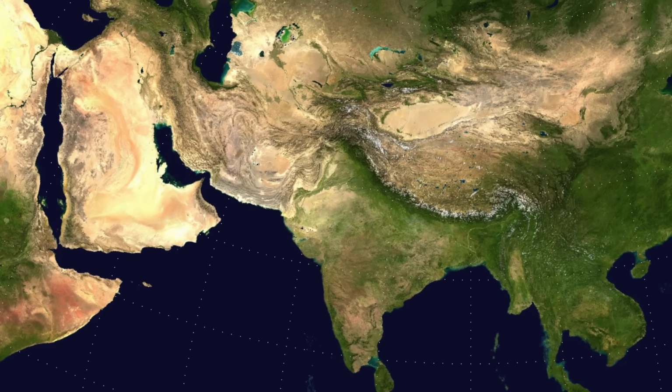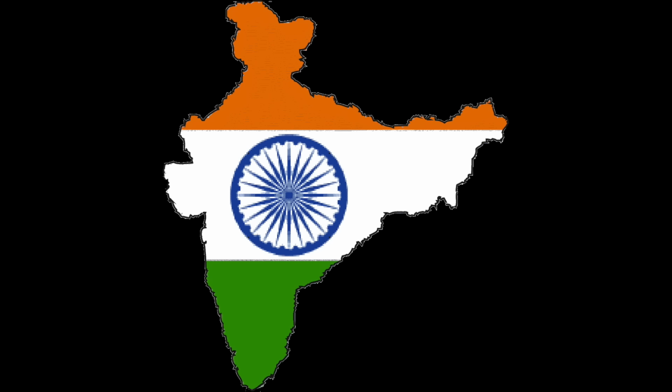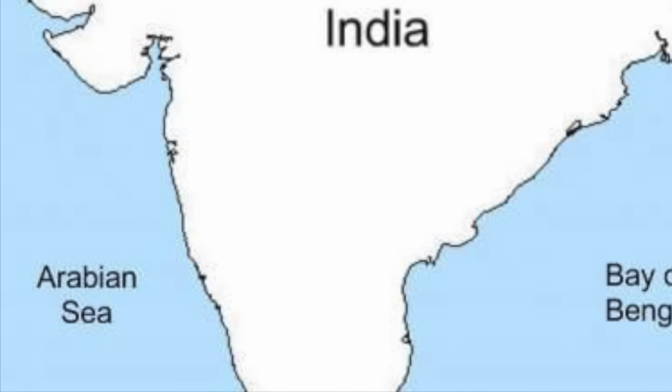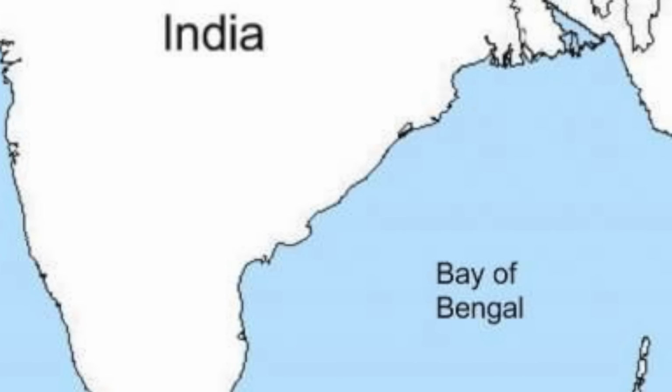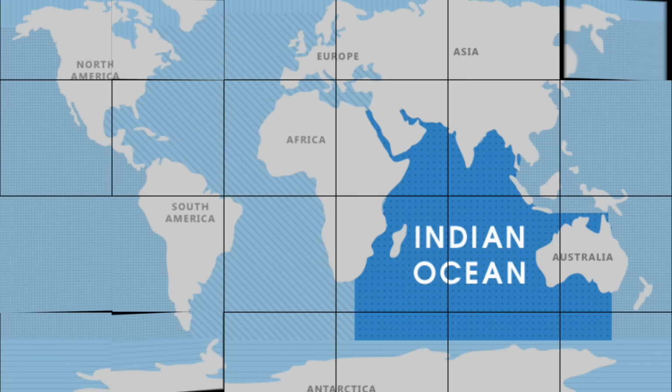as the Indian subcontinent. It is known as a subcontinent because it is separated from the rest of Asia by mountains and seas. Today, this includes parts of modern-day India, Pakistan, and Bangladesh. India is bordered by the Arabian Sea to the west and the Bay of Bengal to the east, which are both parts of the Indian Ocean.